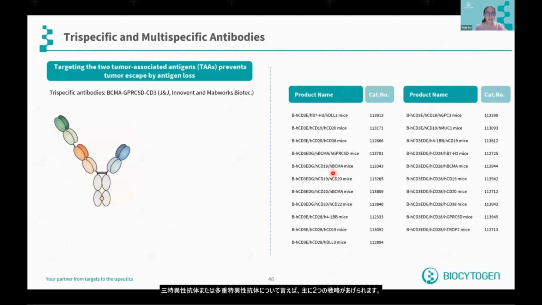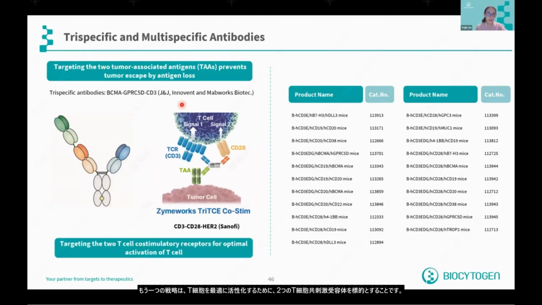Talking about tri-specific or multi-specific antibodies, generally there are two strategies. One is targeting two tumor-associated antigens to prevent tumor escape by antigen loss. For example, they can target BCMA and GPRC5D for the CD3 T-cell engager for tumor treatment. Another strategy is targeting two T-cell co-stimulatory receptors for optimal activation of the T-cells. For example, we can also use CD3, CD28, and HER2 for the tumor evaluation.